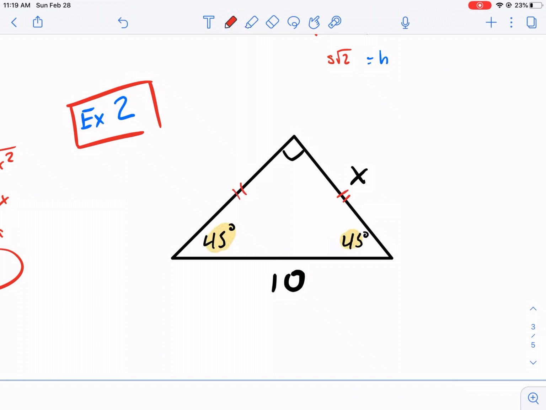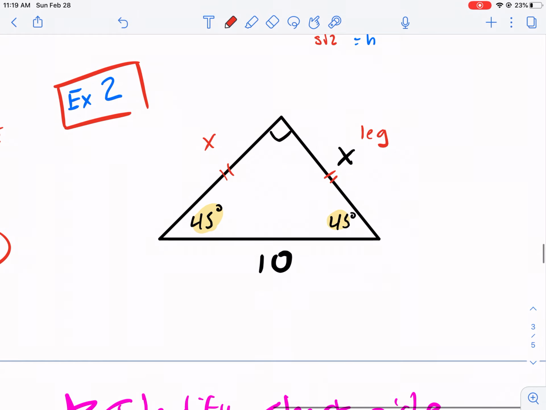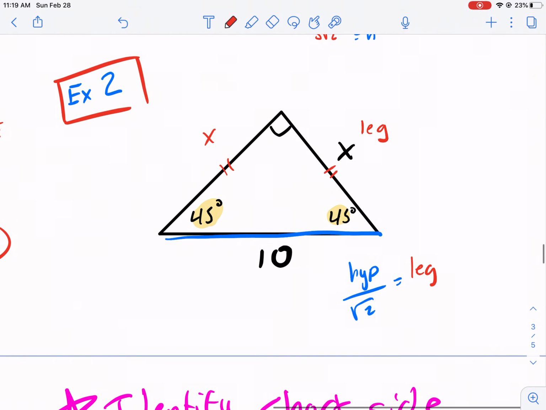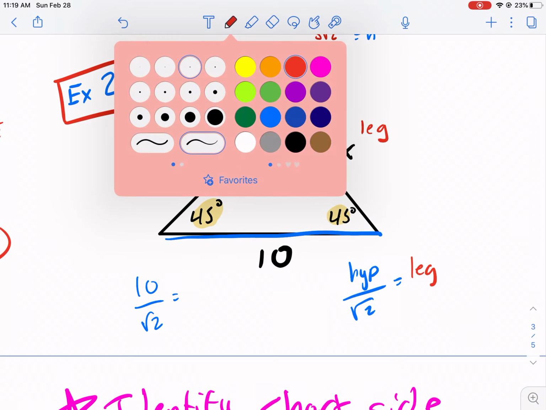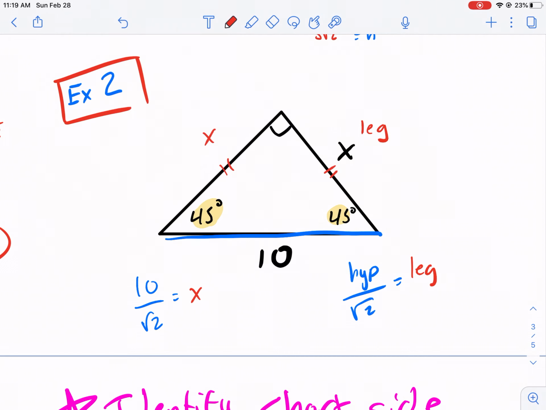These are equal, but I don't know the leg. Okay, the legs are both x, but we know the hypotenuse. We know, though, the hypotenuse divided by radical 2 will give us our leg. So we just need to input that value there. We know our hypotenuse is 10. We know we have to divide by the radical 2, and we know it's equal to x. X is the length of our leg.